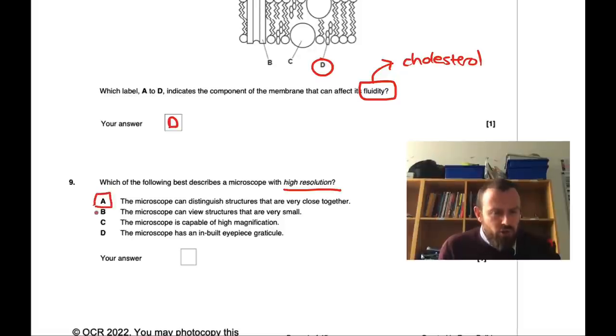Let's read on and double check. Always we double check. The microscope can view structures of the very small. That's not quite it. That's more magnification. Capable of high magnification. Well, no, that's magnification. An inbuilt eyepiece graticule. Well, that's nice, but it would just mean that we could measure things. It's not really to do with resolution. So the answer is A.